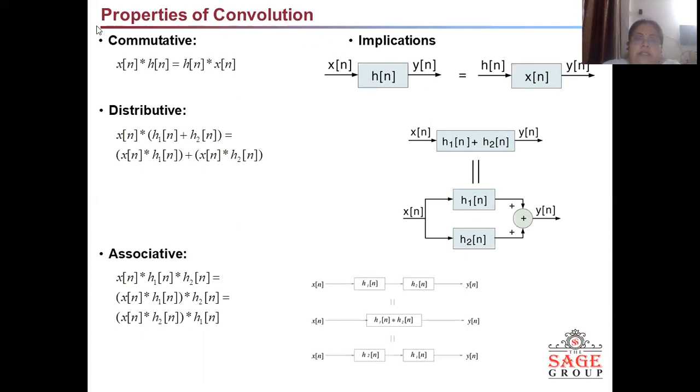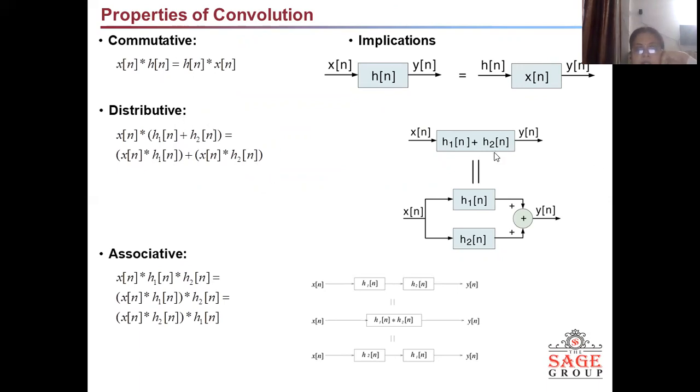Now we'll discuss some properties of convolution. First, it is the commutative property, which means that if we take the convolution of x[n] and h[n] and interchange them, x[n] convolved with h[n] equals h[n] convolved with x[n]. Now the distributive property, which implies that x[n] is convolved with the sum of two functions. So we can rewrite it as x[n] convolved with h1[n] plus x[n] convolved with h2[n].